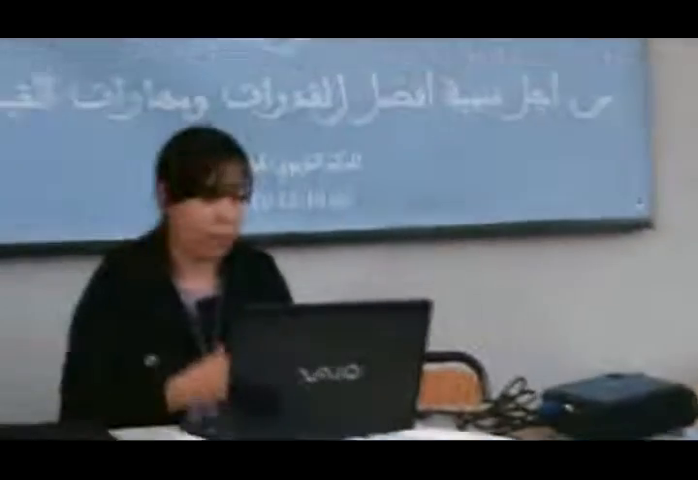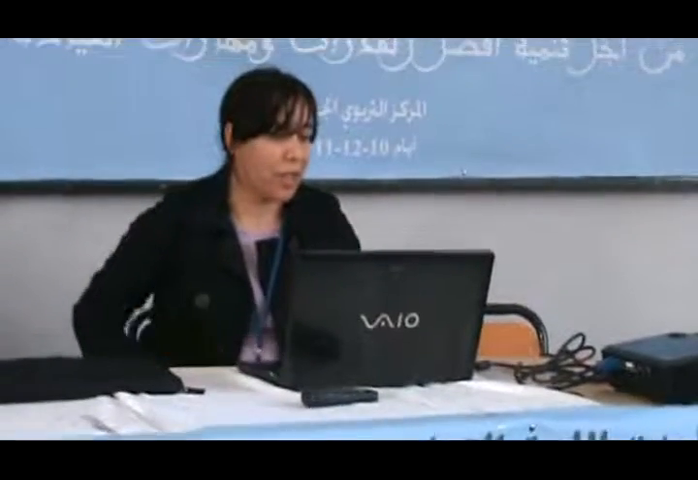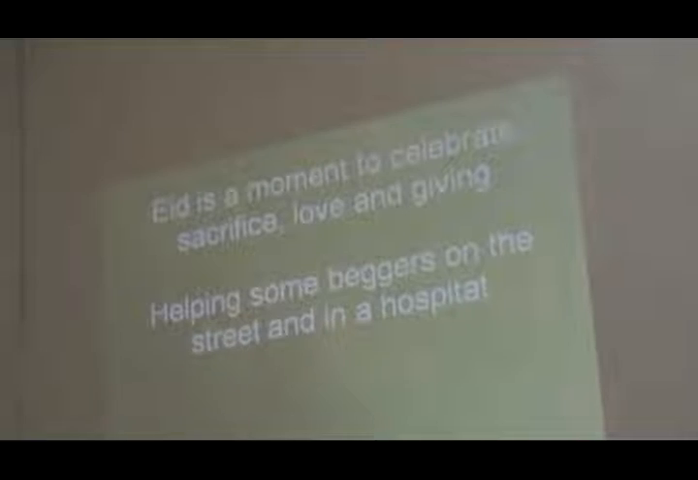After the clothing drive, the access students visited the hospital to give the collected clothes to some people there. And I'm not providing pictures because we were not allowed to take pictures that day. But the last activity was at Eid time, a moment to celebrate sacrifice. So we had some beggars on the streets.